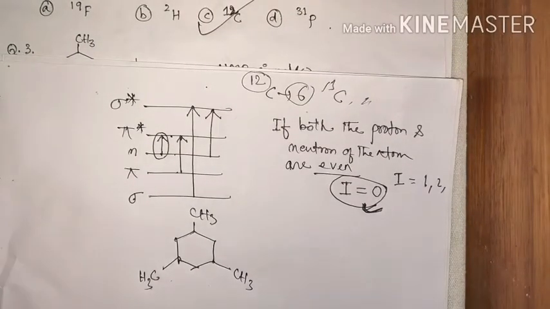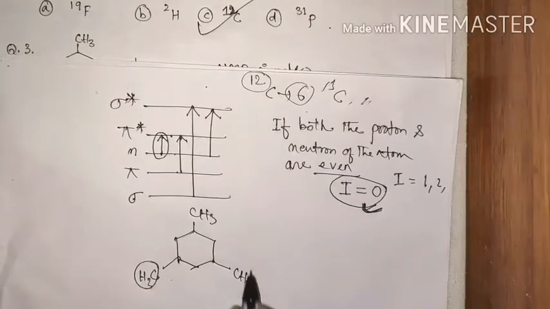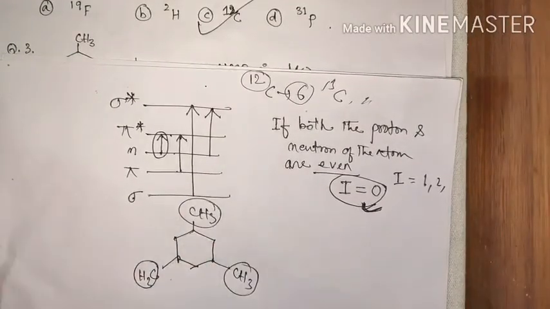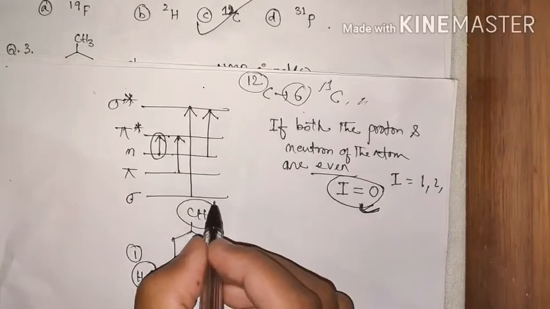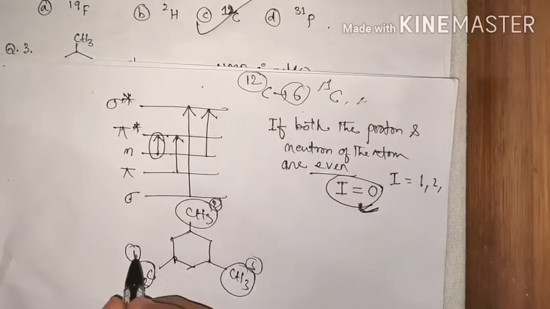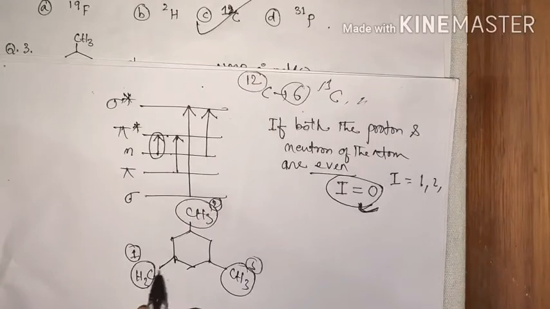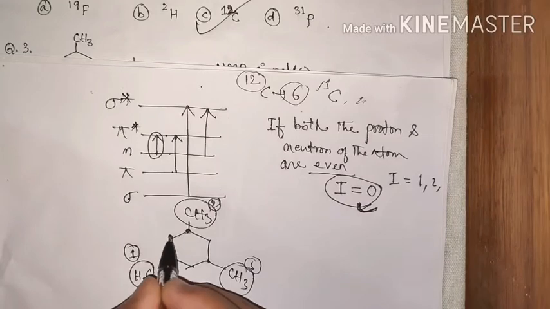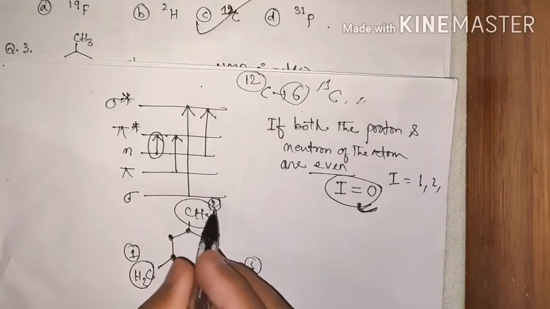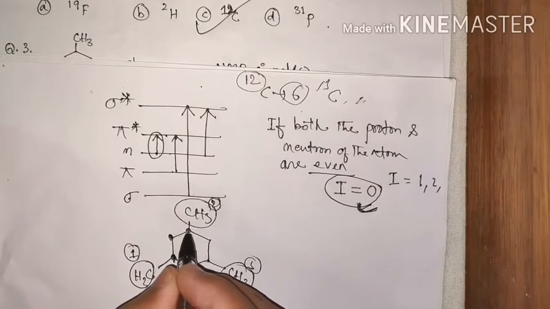So if we see, then this CH3, this CH3 and this CH3, all these three methyl groups are in the same environment. How can we say that they are in the same environment? Because you can see here, suppose this is 1, this is 2, this is 3, so this methyl group is away from this methyl group by 3 carbons.